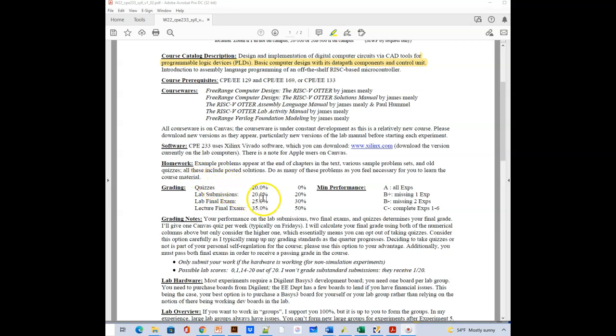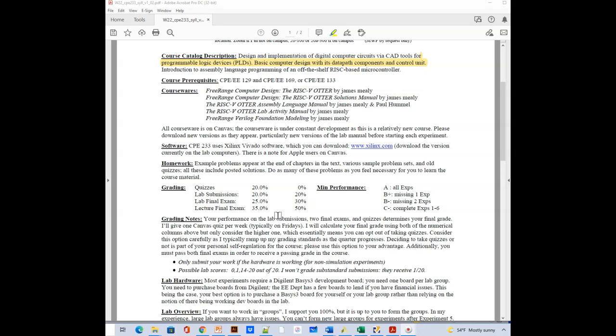So for the grading for this class, there are 2 columns there, with and without quizzes. So you don't have to take the quizzes. I suggest you take the quizzes. If you don't take the quizzes, as you can see, the weighting transfers to the lab and lecture final. So I give 2 finals in this course. I give a lab final the last day of regular class, which is short answer problems, and I also give a lecture final during finals week, which is solve problems.